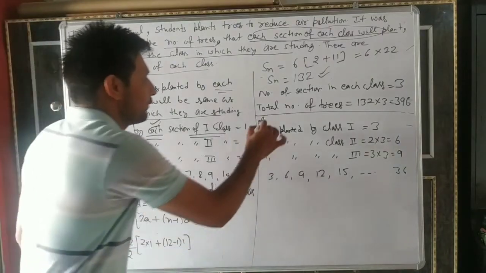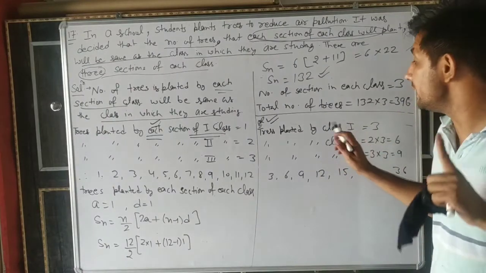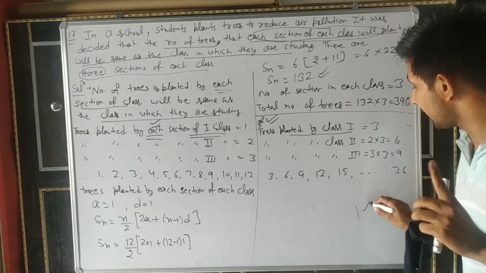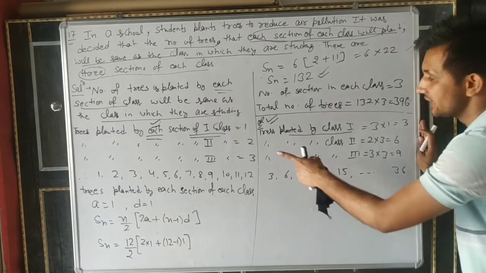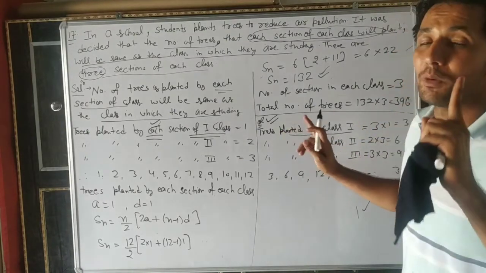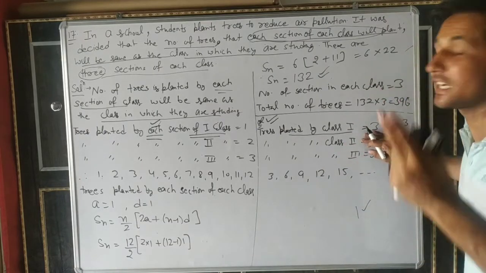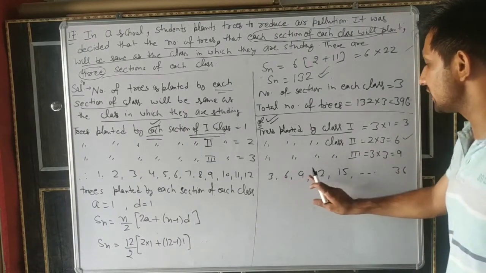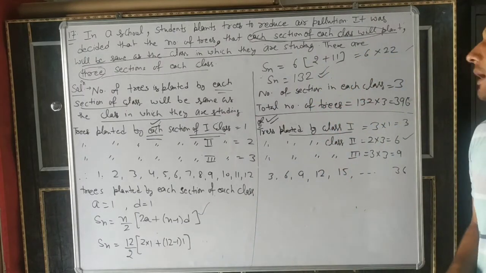Otherwise, dear, you can find it by this method also. Trees planted by class 1: every section will plant 1, but there are how many sections? 3. So 3 into 1, total 3 plants. Same for the second class: each section will plant 2, but how many sections? 3. So 2 into 3 is 6. For the third class, 3 into 3. So it becomes 3, 6, 9, 12, 15, and write this formula and put the values. No need to multiply by 3. You can use any method.